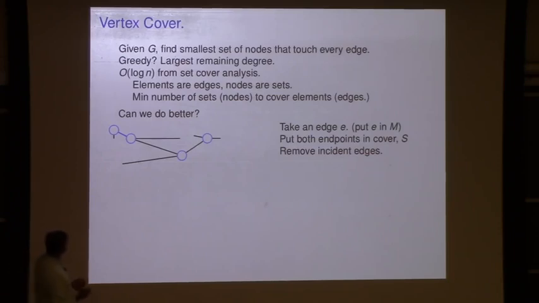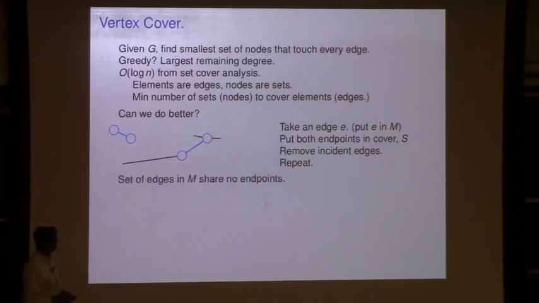Now I'm going to remove all the incident edges. So this is the cover. I'm just leaving it there, but I've covered all these other edges too, right? All these edges that go off to the infinity of the rest of the graph. So I remove them, and now I pick another edge, which is available. I haven't removed it. And I put both of those endpoints in the cover, and I keep going.